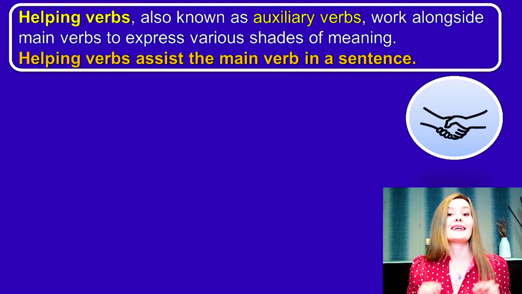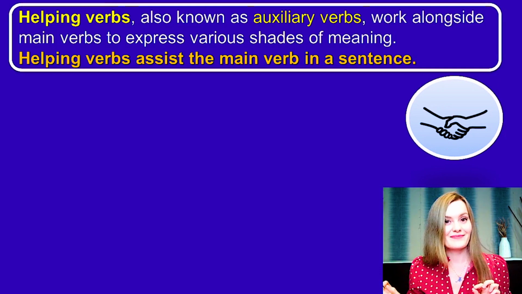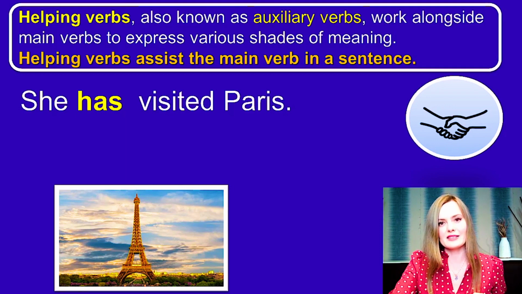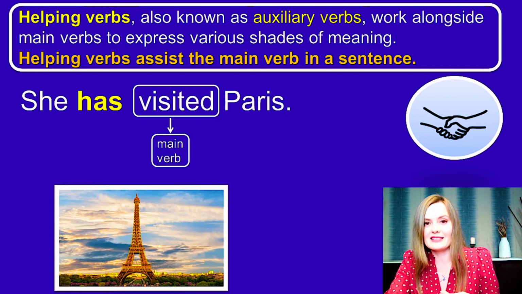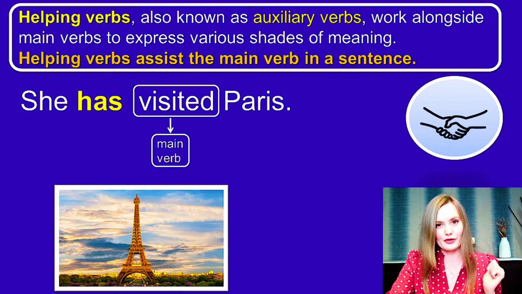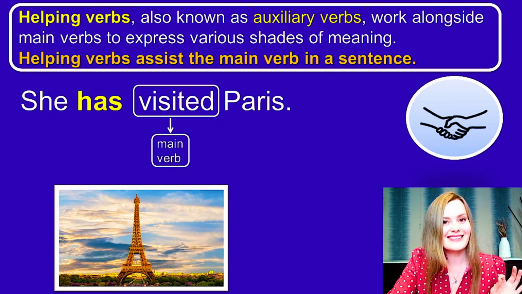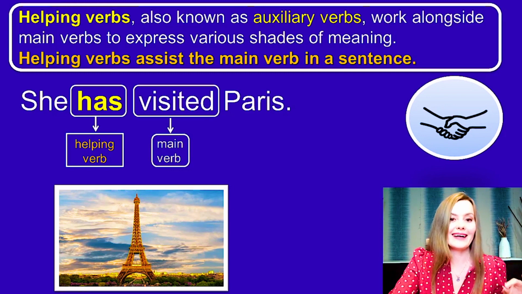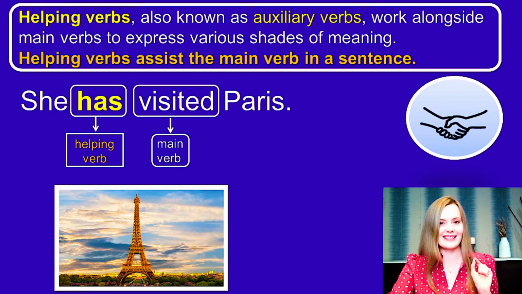Please remember that helping verbs assist the main verb in a sentence. For example, she has visited Paris. Let's find the main verb in this sentence. What has she done? Yes, visited. Visited is the main verb. So what do you think? What is the helping verb in this sentence? Of course, has. The helping verb has assists the main verb visited in this sentence.